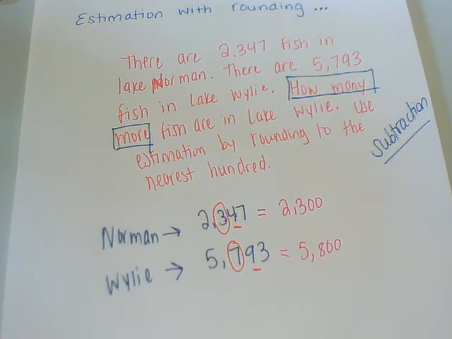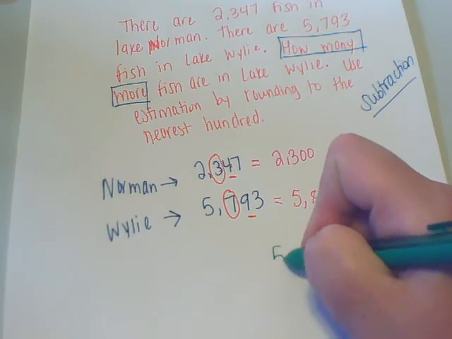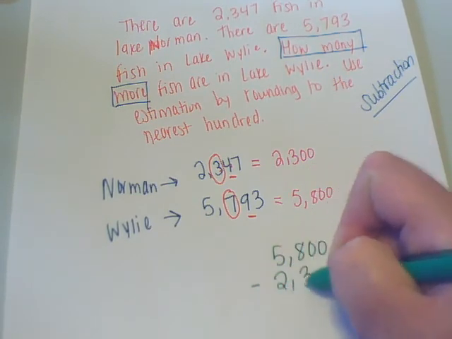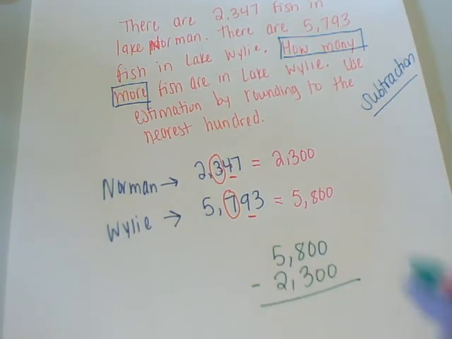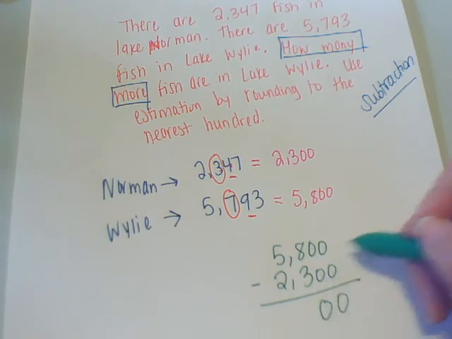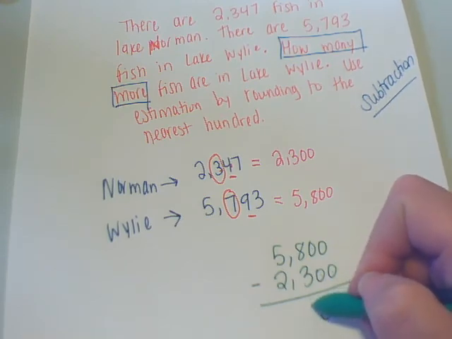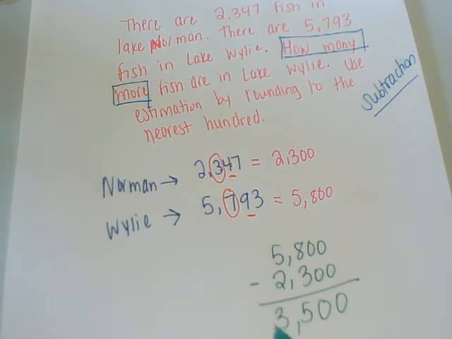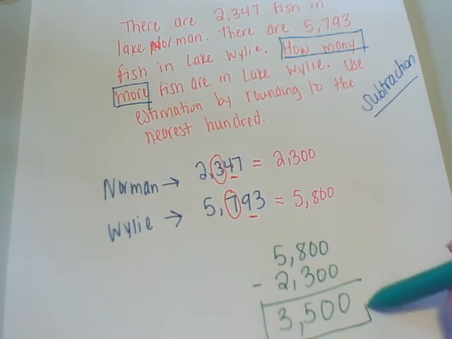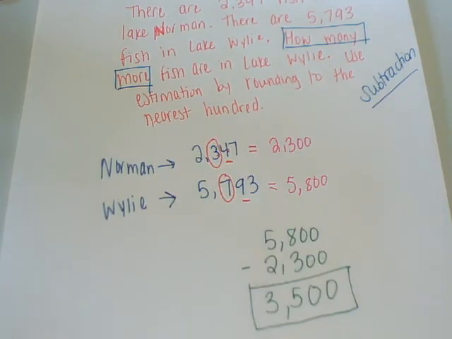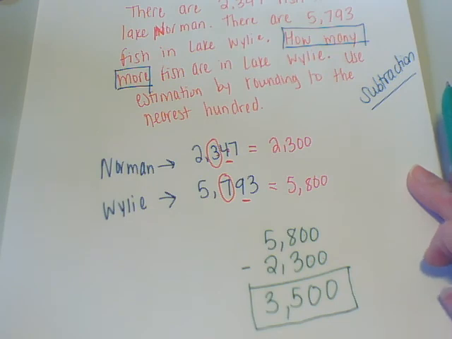Okay? But I'm not done yet because I needed to know how many more fish there were in Lake Wylie than Lake Norman. And in order to figure that out, now I have to subtract 5,800 minus 2,300. 0 minus 0 is 0. 0 minus 0 is 0. 8 minus 3 is 5. 5 minus 2 is 3. So there are about 3,500 more fish in Lake Wylie than there are in Lake Norman.